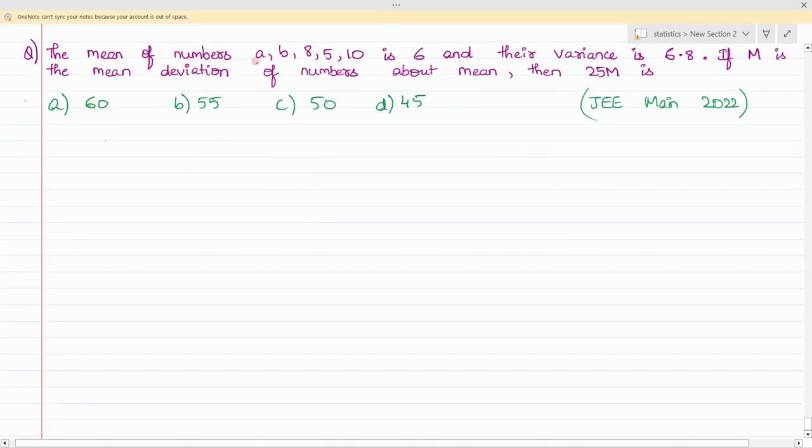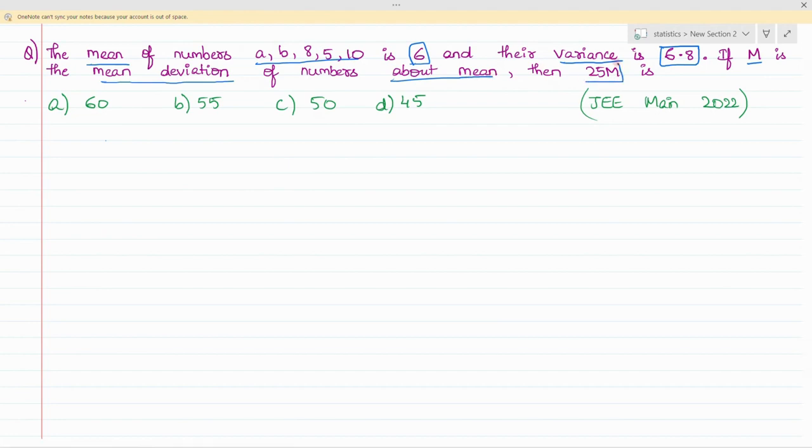In this question, the data is given and the mean of these numbers is 6, and the variance is also given, that is 6.8. If m is the mean deviation about mean, then we need to find the value of 25 into m. So first, the mean value is given, that is 6, and the variance is given, that is 6.8.